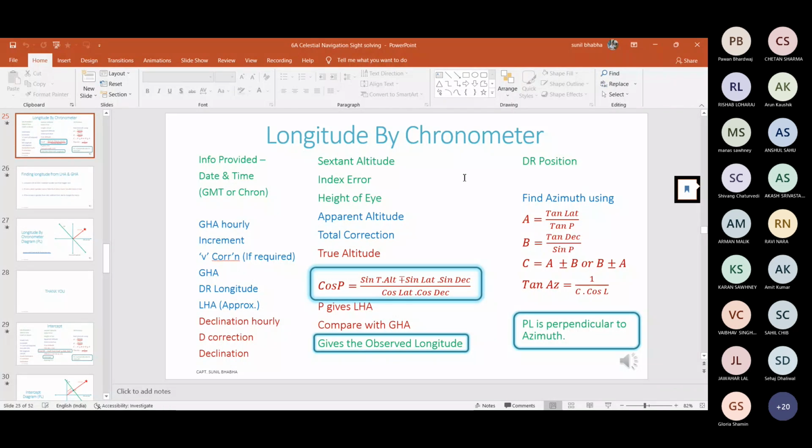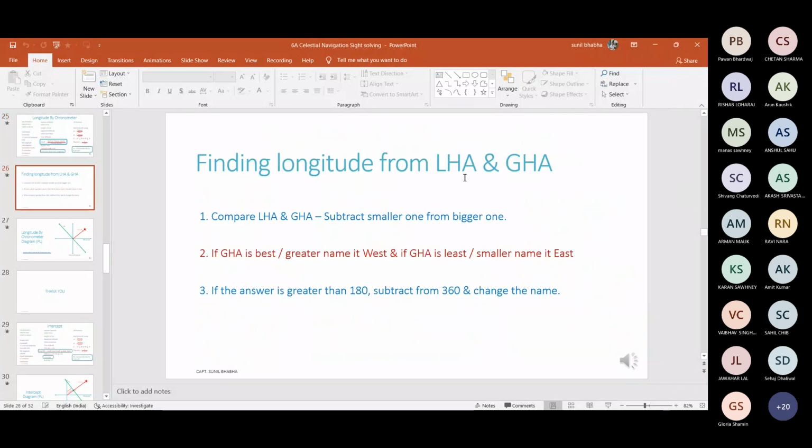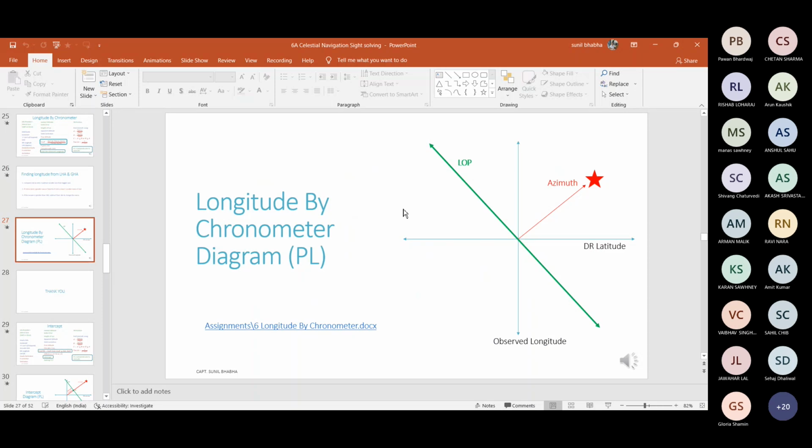Okay, this was the longitude by chronometer which we did beta. And after that, did I tell you finding the longitude from LHA and GHA? Yes, sir. Okay, and after that we had this plot. Let me show you.